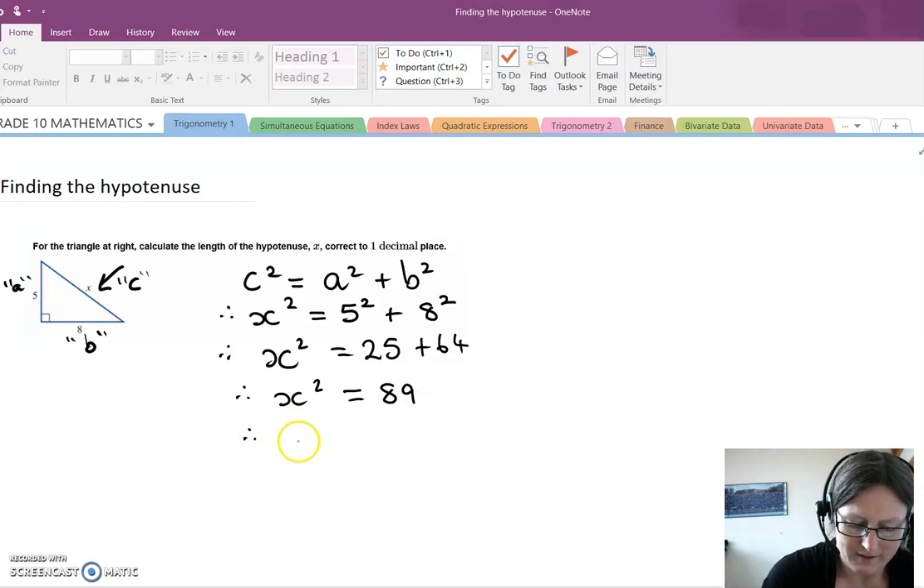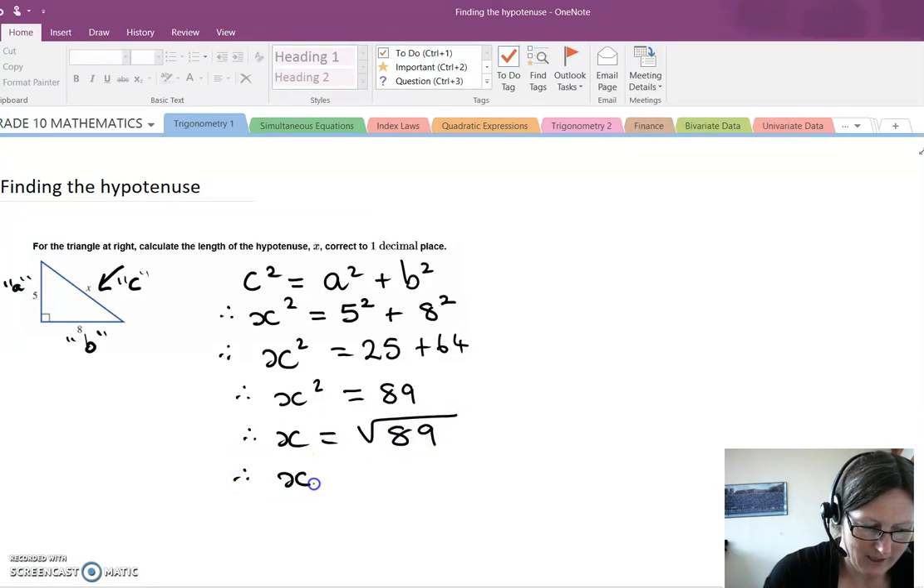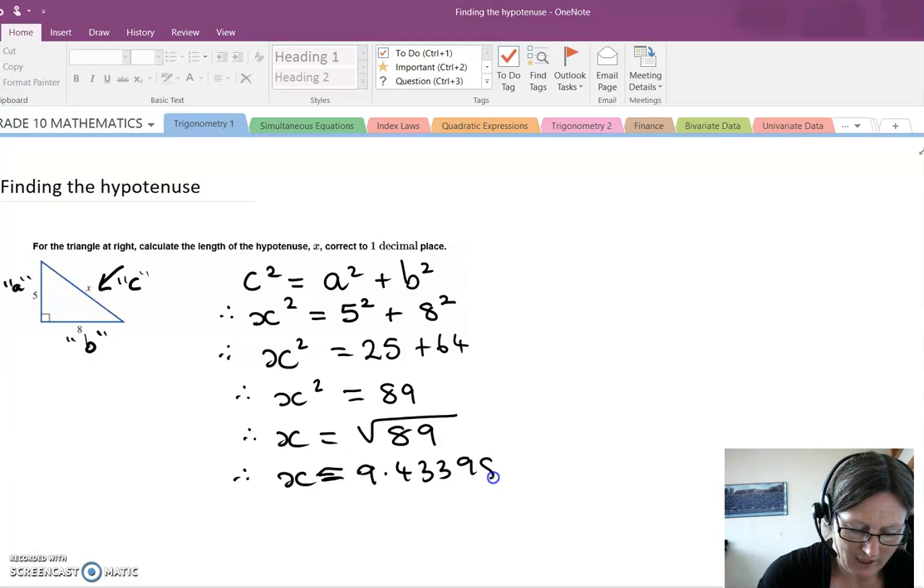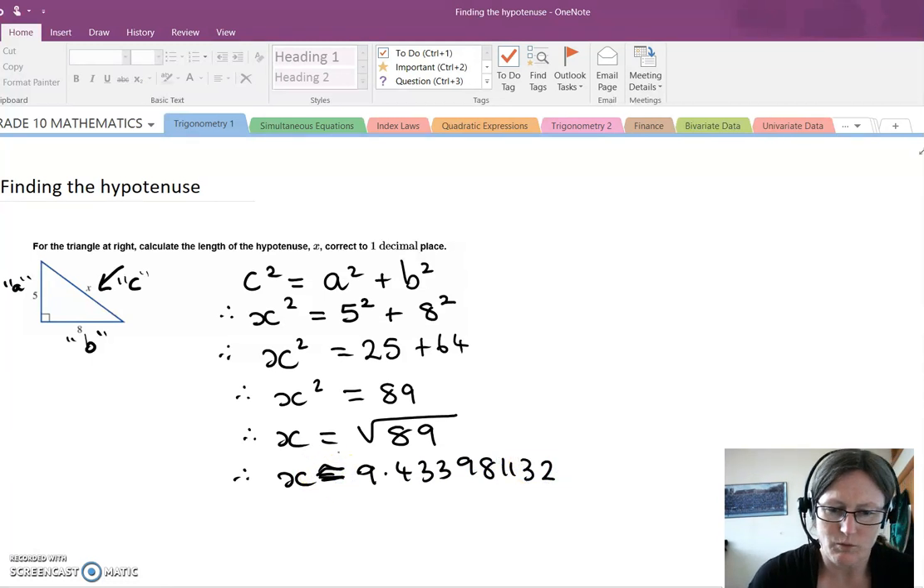We want to know what x is, so x is equal to the square root of 89. Putting that into our calculator, x is approximately equal to 9.433981132. We say it's approximately equal to because that is rounded off. The number keeps going and going. The only reason it stops is because our calculator screen stops.